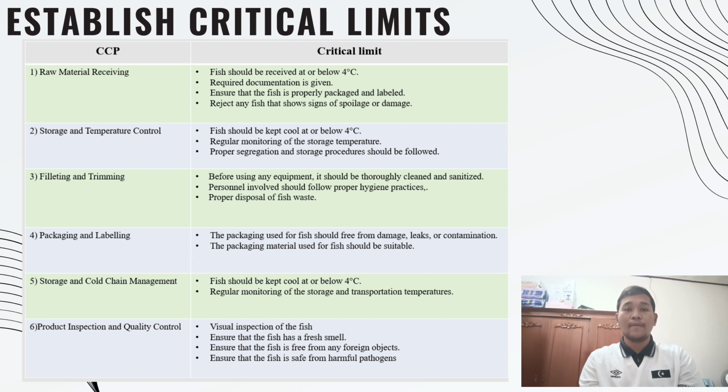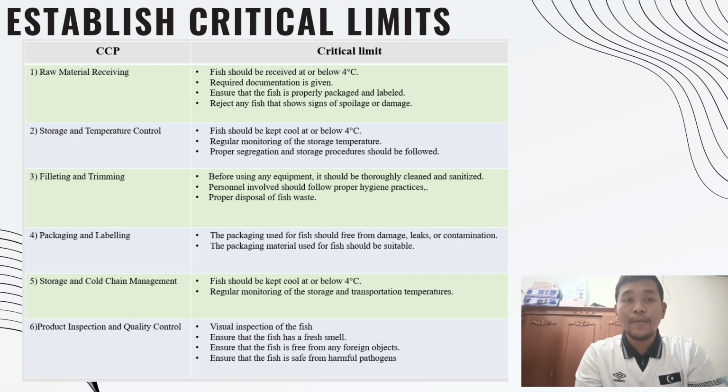Regular monitoring of the storage temperature is necessary to ensure compliance with the critical limit. This includes using temperature monitoring devices such as thermometers or data loggers, and documenting the temperature readings at regular intervals. Proper segregation and storage practice should be implemented to prevent cross contamination, such as using separate containers or wrapping for different fish species, and ensure that fish is stored away from other food items that may cause contamination.